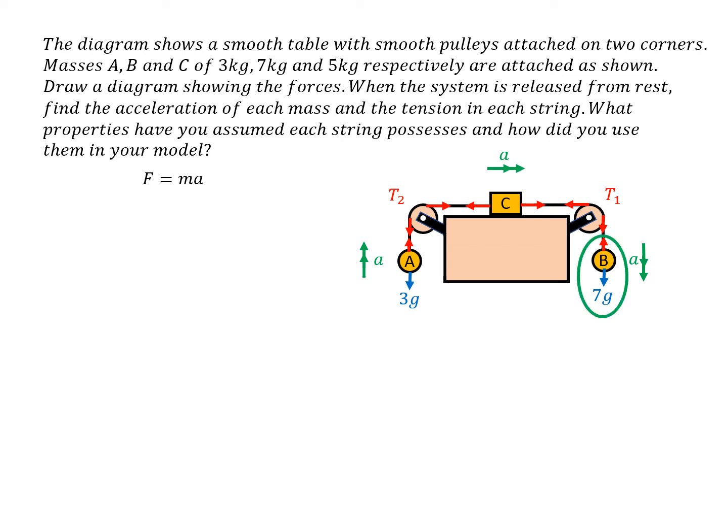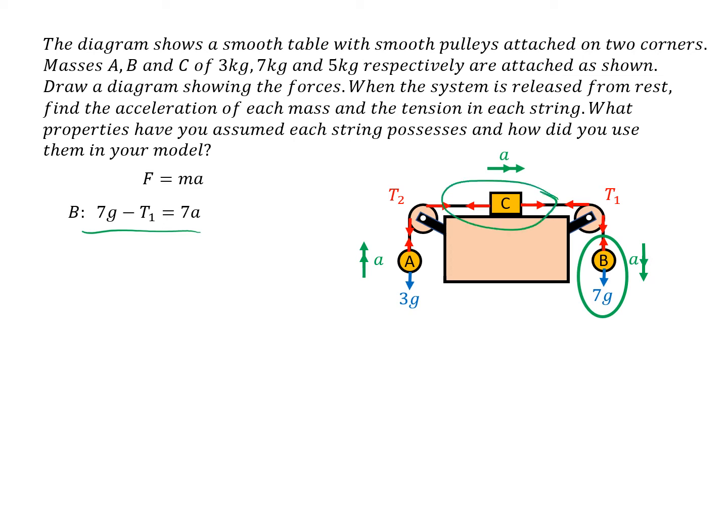So I have to look at the equation of motion, F equals ma, for each of the particles separately. Looking at B to start with, I've got the resultant force on B. We've got 7g going down and we've got T1 going up. So the resultant force is 7g minus T1, and that equals the mass, which is 7, times a. So that's the equation of motion, Newton's second law, on B.